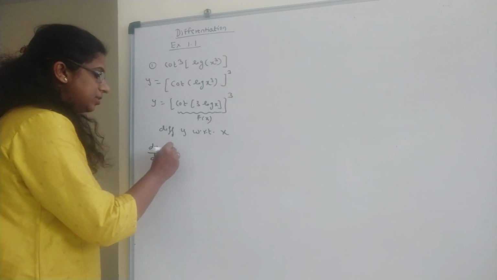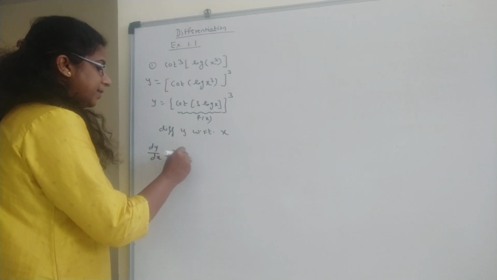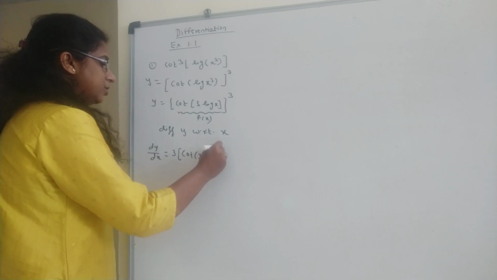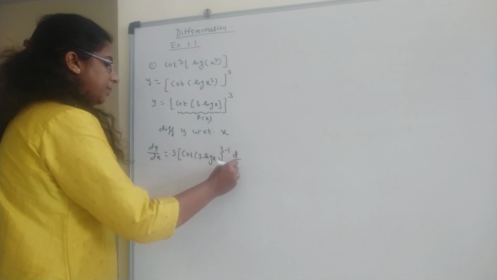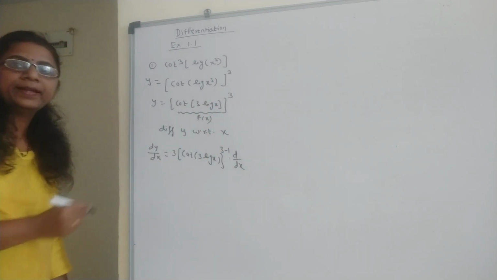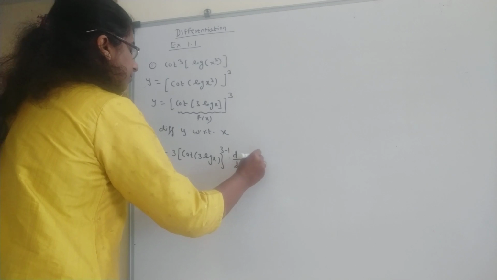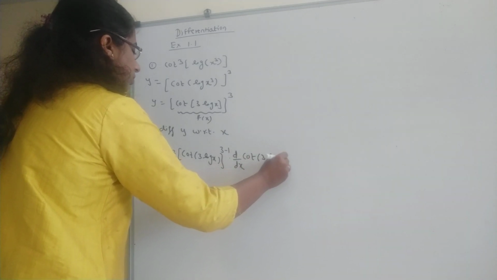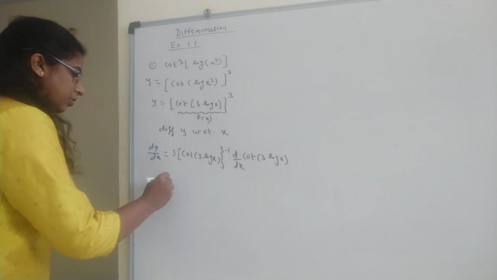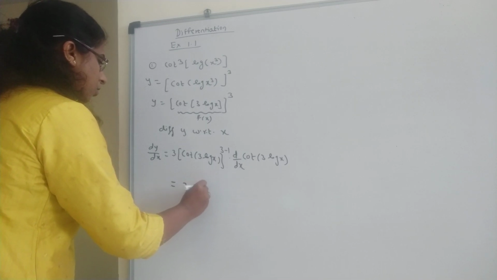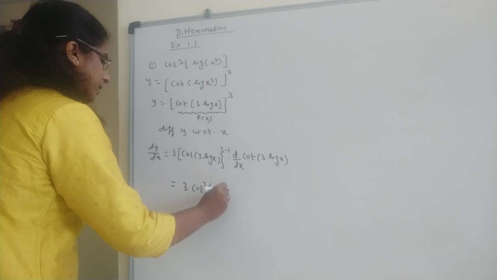So here n is 3, so n f(x) means 3 times this whole term raised to n minus 1, multiplied by always the derivative of the inner function, that is the derivative of cot of 3 log x. Okay, so this term is 3 times cot square of 3 log x.